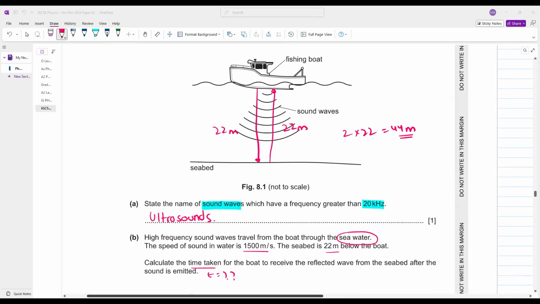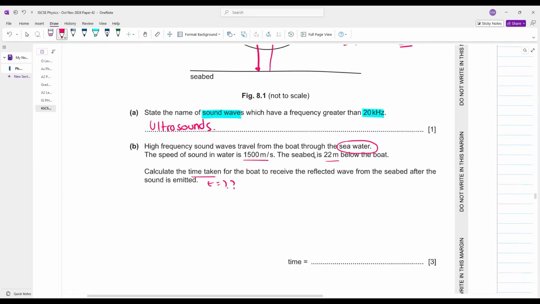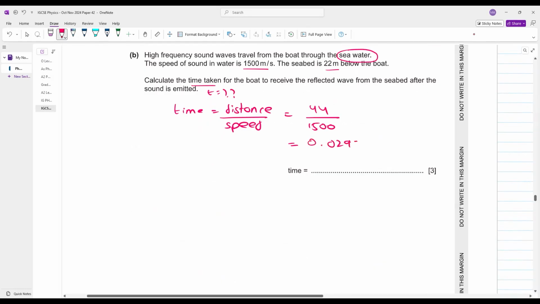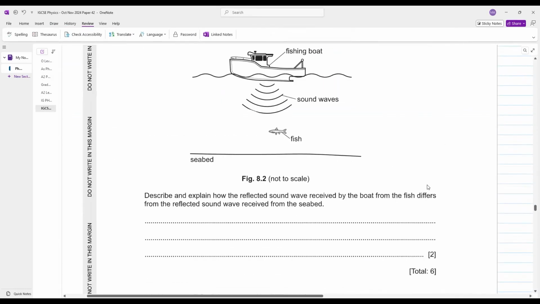Do you have the speed of the ultrasound as well? Yes, the speed of the ultrasound is 1500. Can I calculate the time? Yes. Time is equal to distance over speed. Distance is 44, speed is 1500. What is the time taken for the ultrasound to hit the seabed and return back? 0.029 seconds. Simple. Let's move ahead.